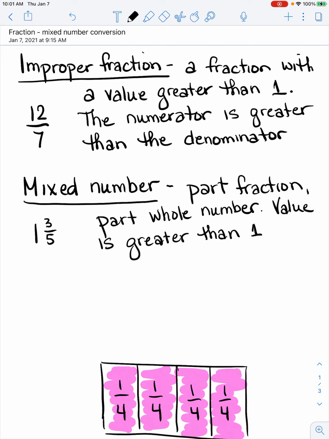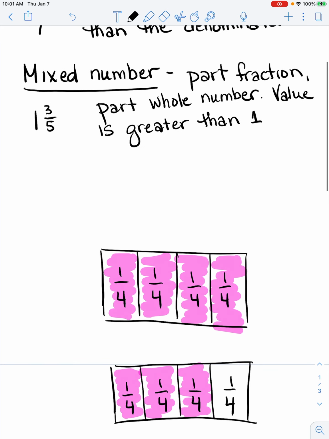So let's take a look at the first example, which is a whole bunch of fourths. Now, if I look at this model, it clearly shows 1 whole and 3/4. Okay, so as a mixed number, this is 1 and 3/4. Well, that was pretty easy.